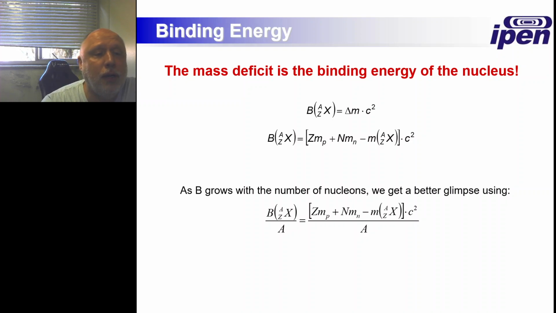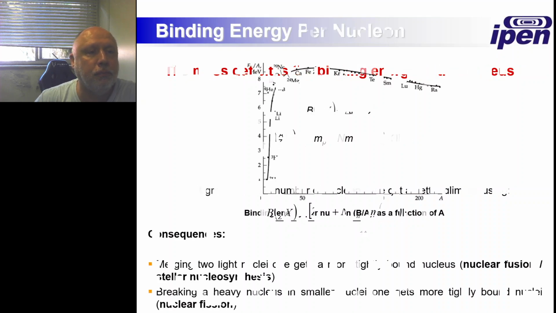But more meaningful than that is how much is the binding energy per nucleon, meaning how much is the energy that is keeping each one of those glued together. If we do that, we get the binding energy and divide by the number of nucleons, which is the atomic mass number, right? So this we call binding energy per nucleon, which is essentially a measurement of how bound is that nucleus.